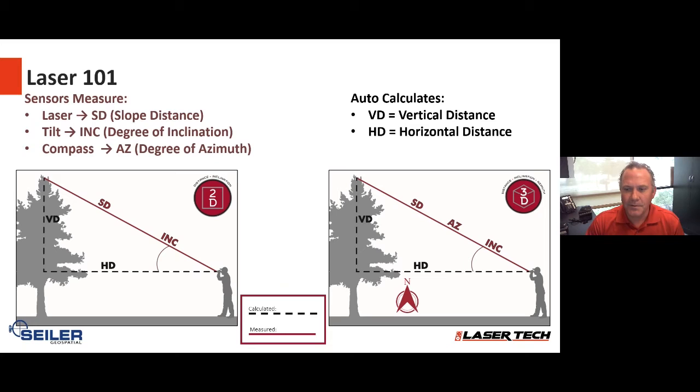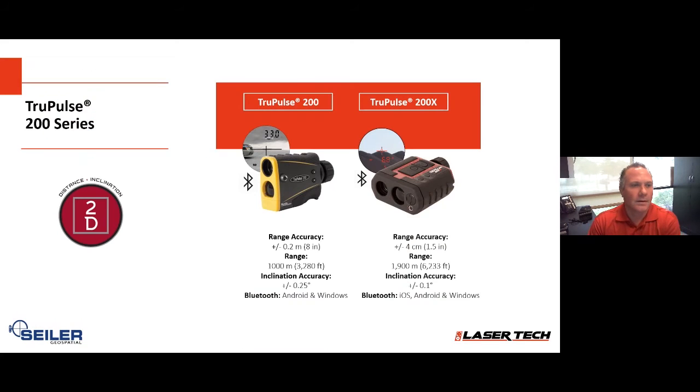When we incorporate the compass, you see it on our 3D models on the diagram on the right side. We get that azimuth, the AZ. So now we get the degree of azimuth in there. Press the fire button, acquire that measurement to the targets, and we're able to measure those values right off the bat, and then also calculate those different values. Which leads into the different models that we have.